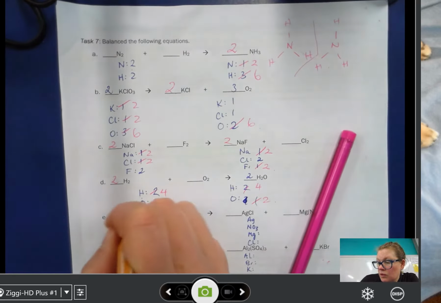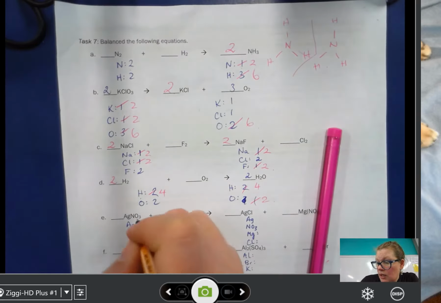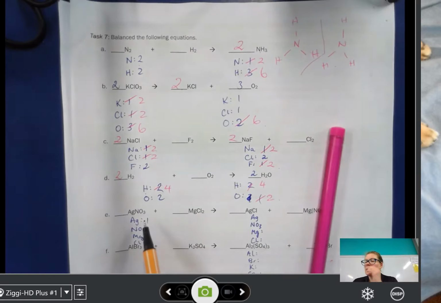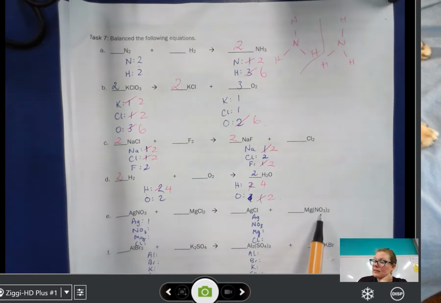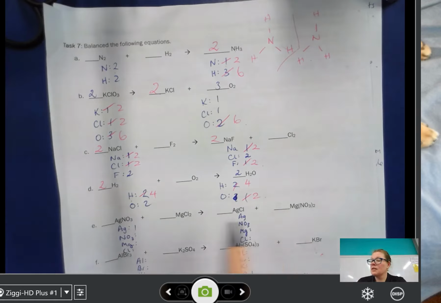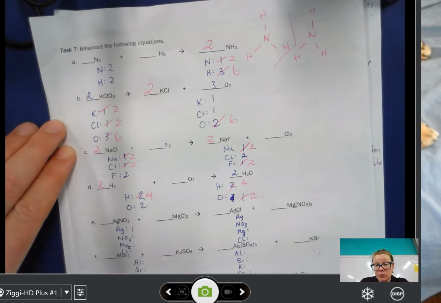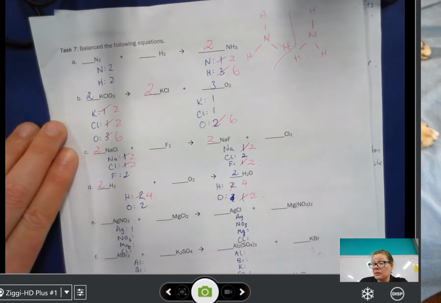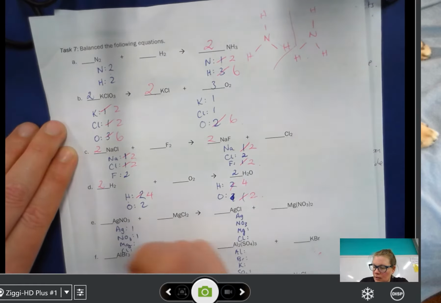Silver, there's 1 silver because there's no number in front or no little number there, so it's 1. Now, nitrate, because it exists as exactly the same molecule on the other side, so NO3, NO3, we count it as a molecule, we don't count it as the individual elements. You can, and it will balance, it's just an extra step in terms of balancing that makes it harder. So there's 1 nitrate, there's 1 magnesium, and there are 2 chlorides.